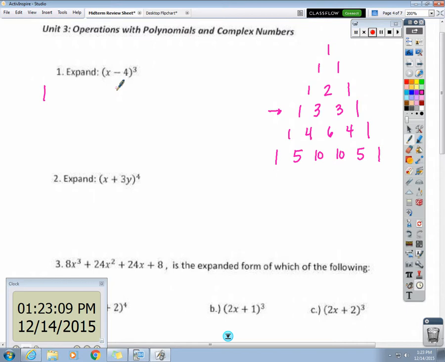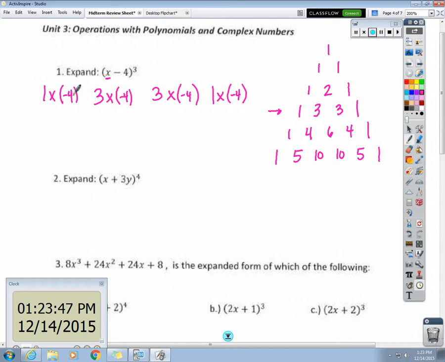Okay, so 1, 3, 3, 1. Okay, after that, what goes on each of those numbers? The x, because that's the first term. Okay, and then after that, the negative 4 goes on all of them. And since it's a number, we put it in parentheses. Because if you don't put that negative 4 in parentheses and you just write it out to the side, that's going to look like 1x minus 4, 3x minus 4. So that's why you put it in parentheses so that it's 1x times negative 4.